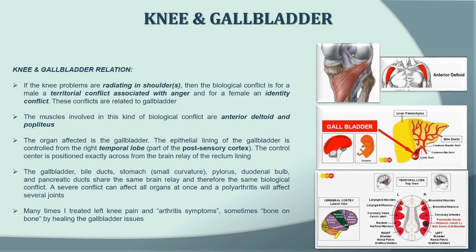A severe conflict can affect all of the organs at once, and polyarthritis will affect several joints. Many times we treated left knee pain and arthritis symptoms, sometimes bone on bone, by treating first and foremost gallbladder issues.